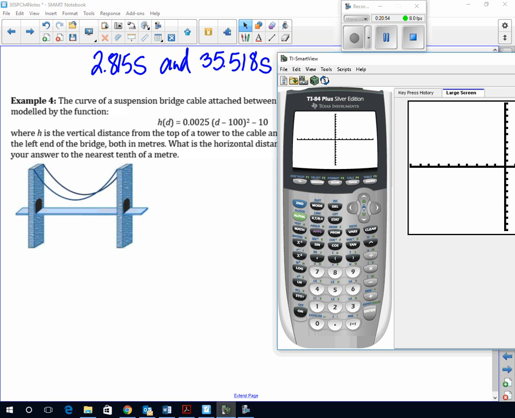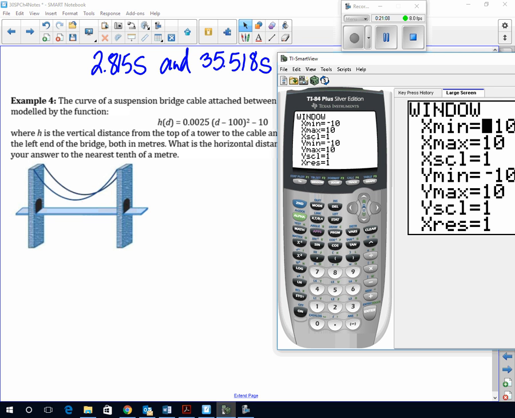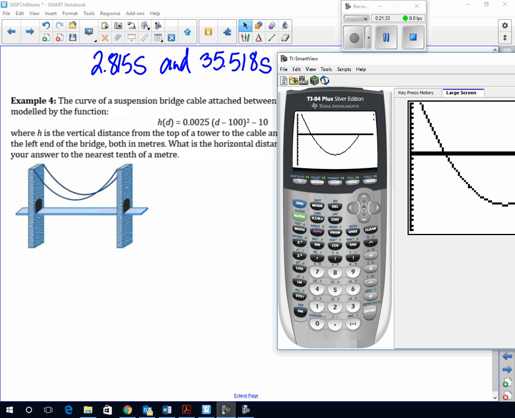So first off, let's go from, say, 0 to, it has to go 100 over, so let's go 200 over. And then for my y, it was negative 10, so I probably need to go a little bit, well, I can go negative 15. Let's see if that gives me a better picture of it. Look at that. Okay, I'll show you my window settings. Now we're going to look at my graph and compare it to this.